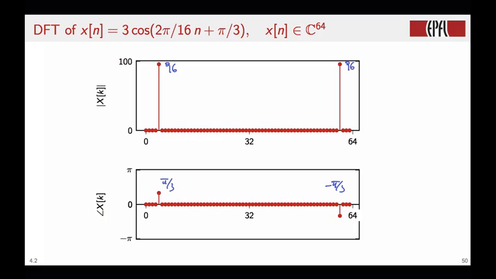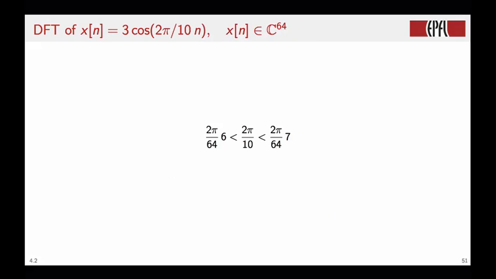So I'm sure that by now most of you will be saying, okay, but what about sinusoids whose frequency is not a multiple of the fundamental frequency for the space? What do we do there? And indeed, let's say we take a sinusoid with frequency 2 pi over 10, so 3 times the cosine of 2 pi over 10 n. Well, this cannot be reduced to a multiple of 2 pi over 64. It is a frequency that actually falls between 2 pi over 64 times 6 and 2 pi over 64 times 7. So what do we do there? Well, we simply compute the DFT numerically.